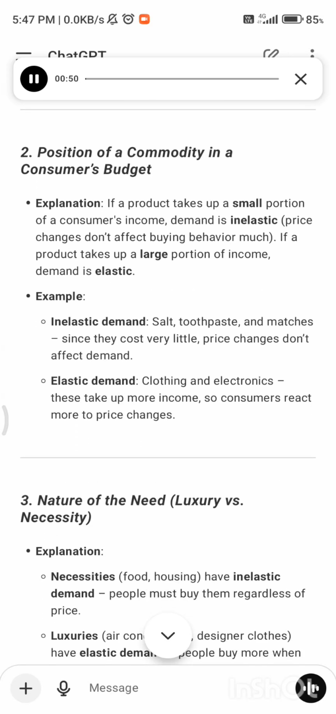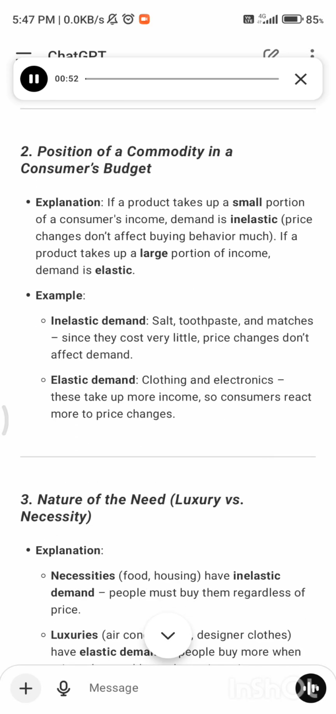2. Position of a commodity in a consumer's budget. Explanation. If a product takes up a small portion of a consumer's income, demand is inelastic. Price changes don't affect buying behavior much. If a product takes up a large portion of income, demand is elastic. Inelastic demand: salt, toothpaste, and matches. Since they cost very little, price changes don't affect demand. Elastic demand: clothing and electronics. These take up more income, so consumers react more to price changes.